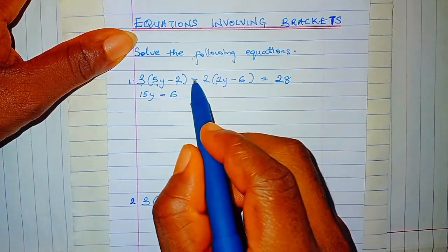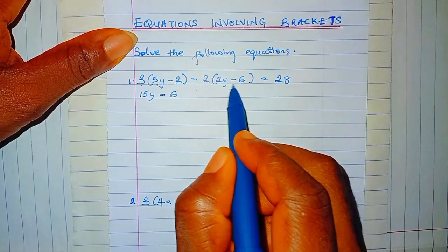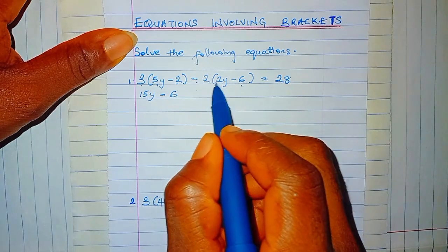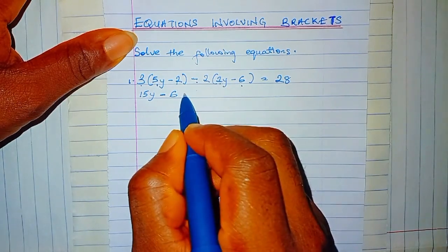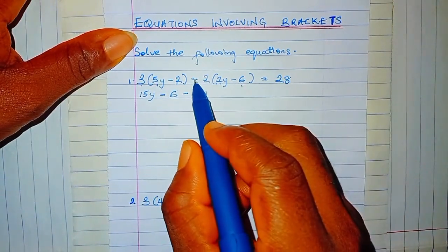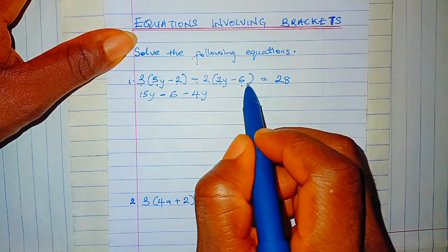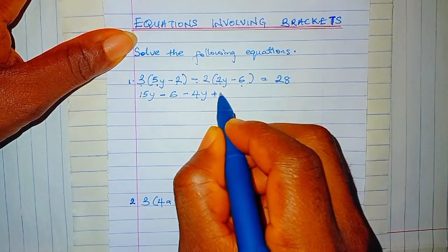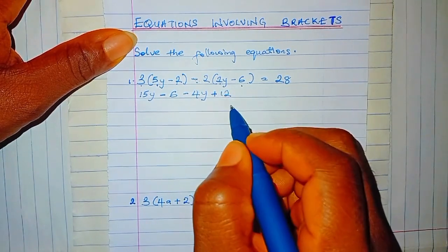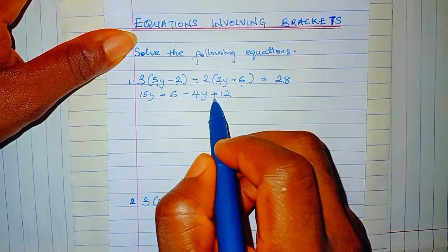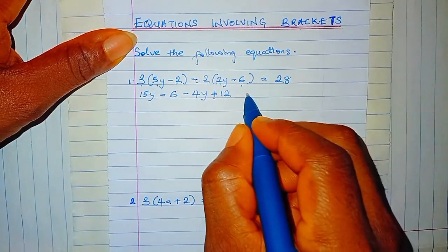Now here we are using minus 2 to multiply everything here. When we multiply minus 2 by 2y, we are going to get minus 4y. When we multiply minus 2 by minus 6, we are going to get positive 12. Reason is because minus times minus is plus, all right, equals to 28.